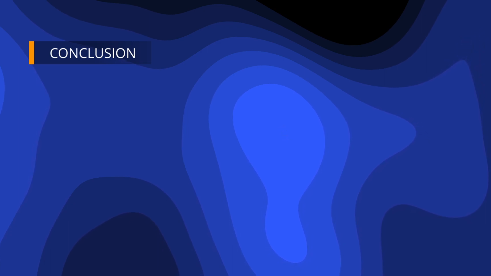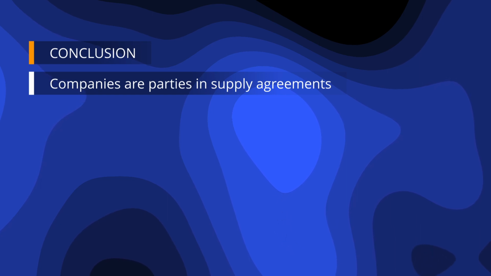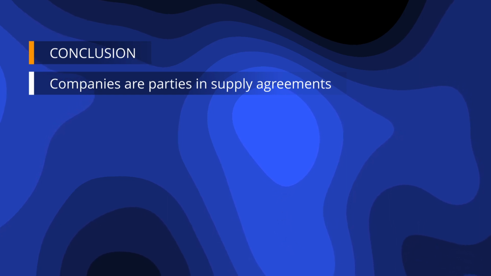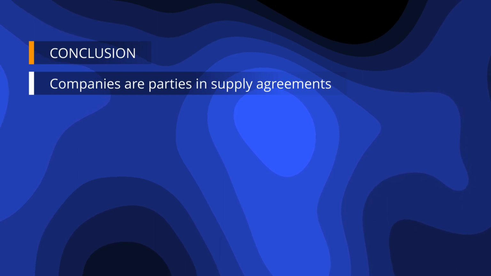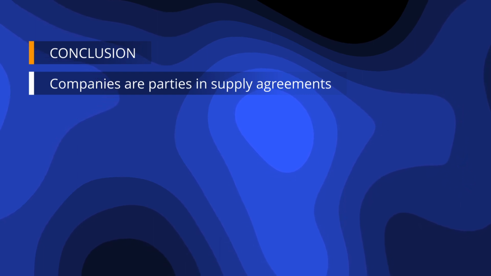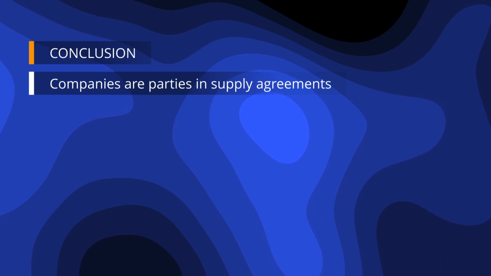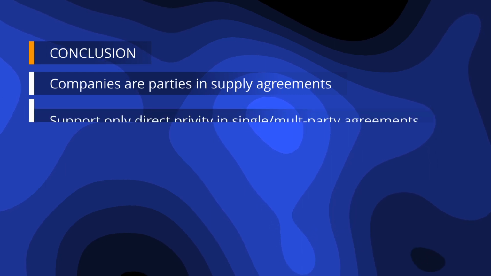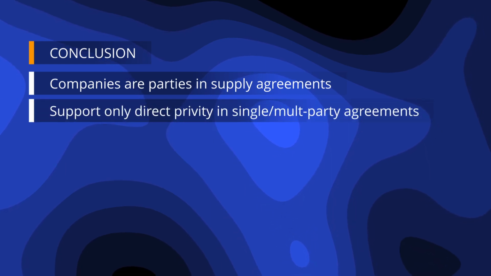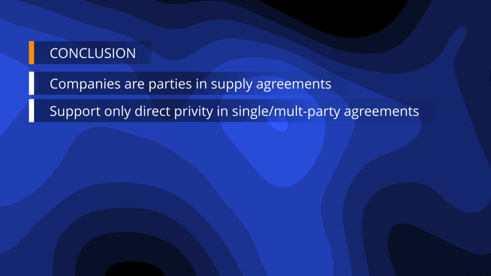Before we conclude, let's recap what we've learned. First, we introduced companies as the key parties involved in supply agreements, emphasizing the importance of clearly defining these parties to ensure the accurate fulfillment of obligations, responsibilities, and benefits. We then explored the methods of assigning parties to the agreement. While Mercenta currently supports direct privity across single and multi-party agreements, master-style agreements are not yet supported.